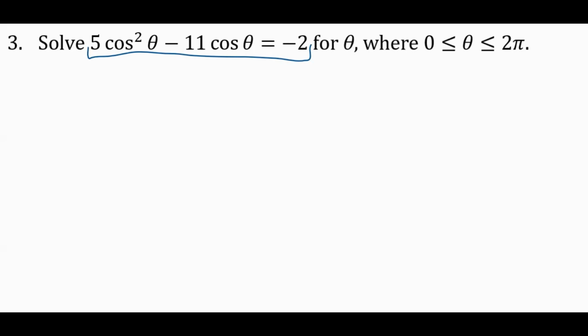We're going to start with 5 cos squared theta minus 11 cos theta, bringing the two over, so plus 2 equals 0. And since there's no swap out or anything, this is in this form, 5a squared minus 11a plus 2. And we're just going to factor that. We just notice that that's factorable. It is factorable.